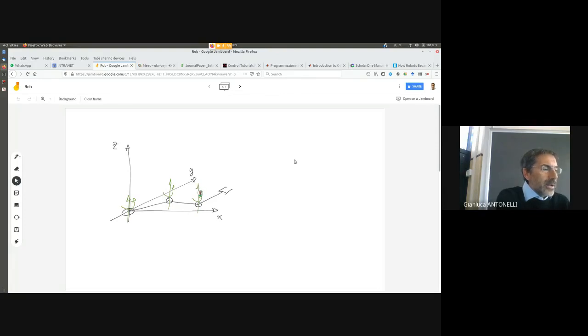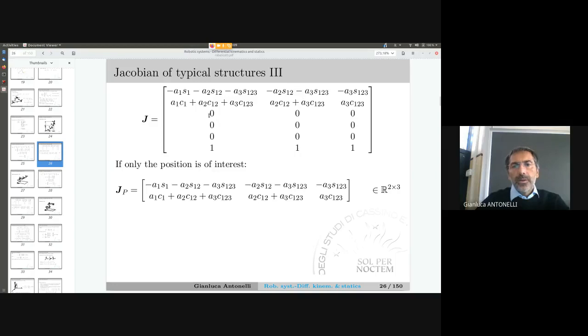All aligned with the z. It means that the velocities that I can achieve at the end effector are all lying on the plane. I cannot obtain a component out of the plane. This is the interpretation for the linear velocity, so for row 3 of the Jacobian.